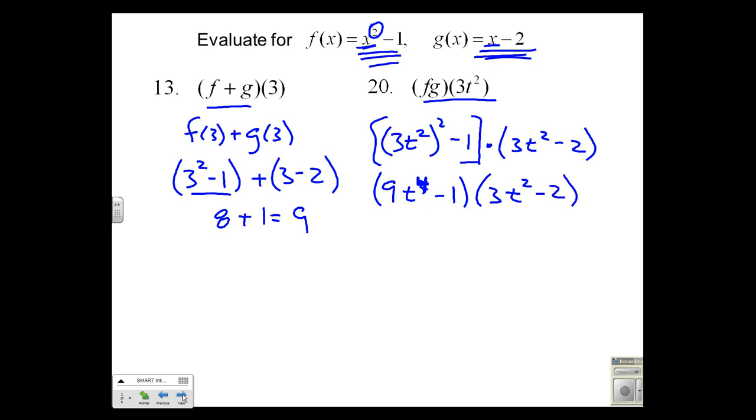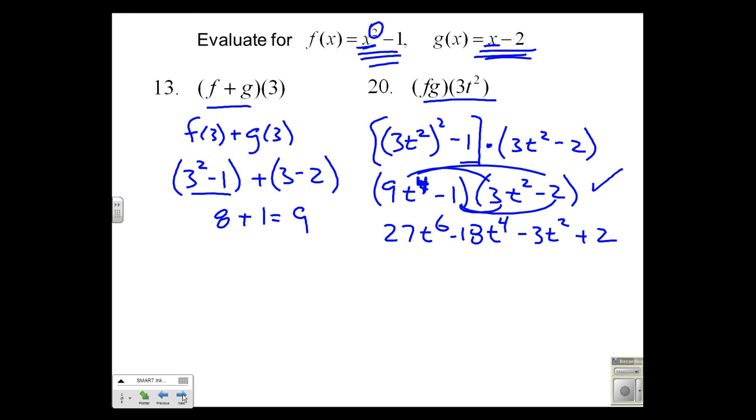Let's FOIL that. I get 27t to the sixth minus 18t to the fourth minus 3t squared plus 2. And this is where simplified is in the eye of the beholder. Is this simplified, factored form, or is it simplified after we get this unsimplifiable mess? You take your pick there. I can live with both. We should be able to get from one to the other.